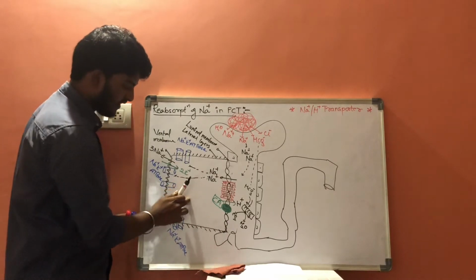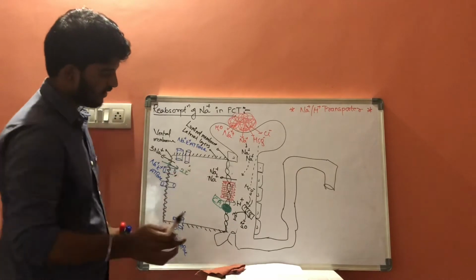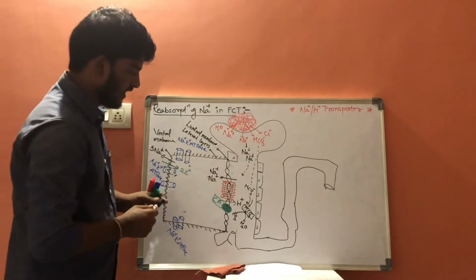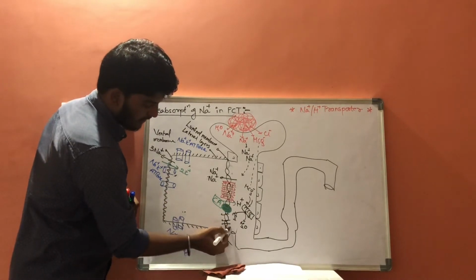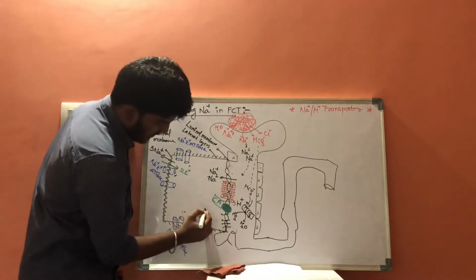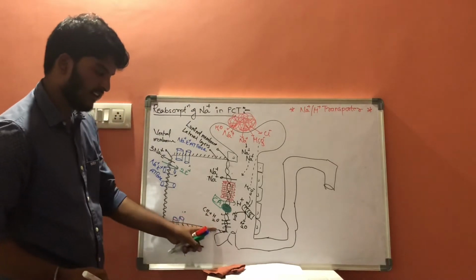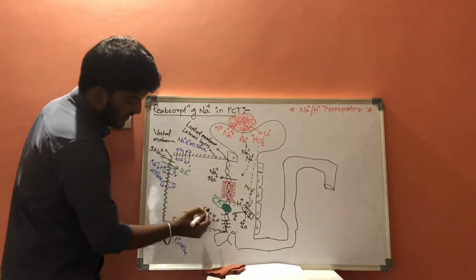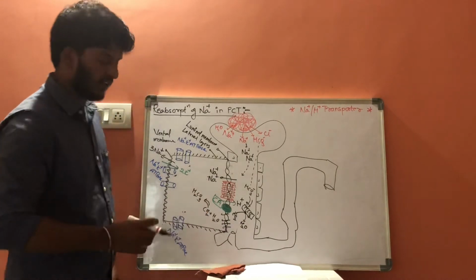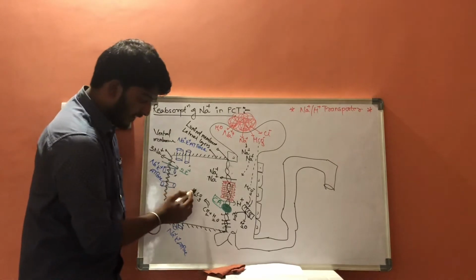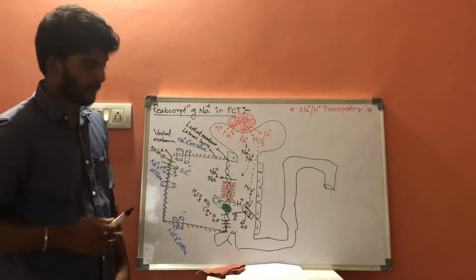After the conversion of H2CO3 into carbon dioxide and water, these can easily pass through the luminal membrane. So they will enter into the cell. Carbon dioxide and water inside the cell will again combine, resulting in formation of H2CO3. Again, inside the cell, there is carbonic anhydrase present in the cytoplasm.